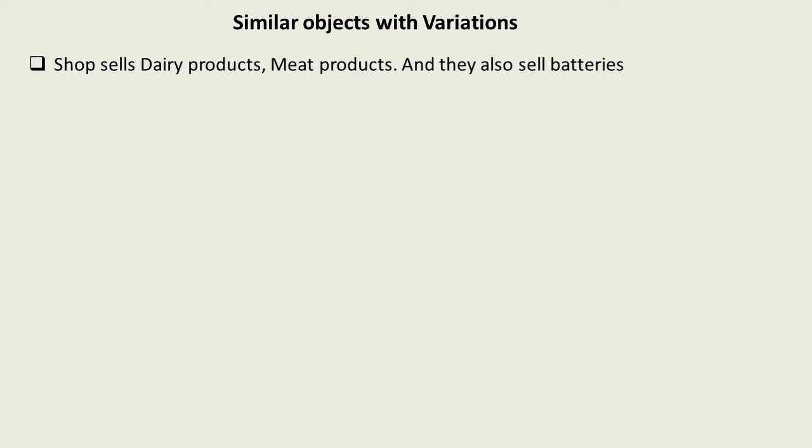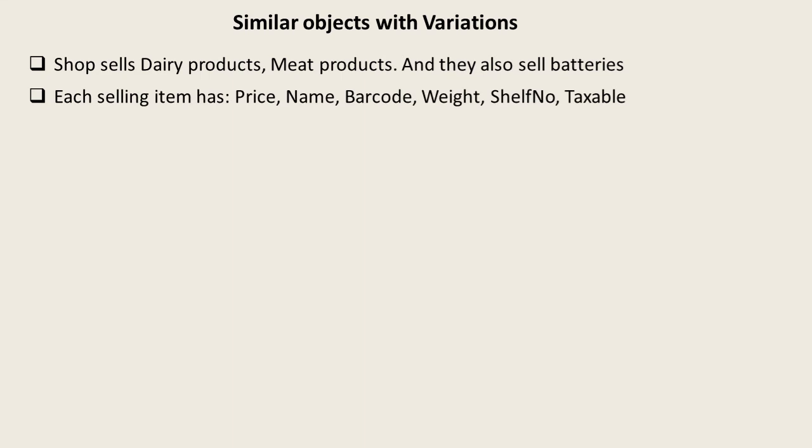Let's assume that we are running some kind of small shop, and we are selling different kinds of products. We are selling dairy products, we are selling meat products, and we also sell batteries. Many shops which sell food also sell batteries for some miscellaneous purposes. And what fields do these items require? All our selling items require the same columns, which are price, name, barcode, weight, the shelf number where this product is located, and a logical field, taxable. Is it a taxable item or is it a tax-free item?